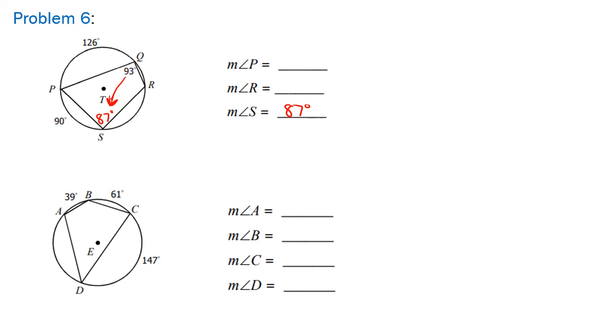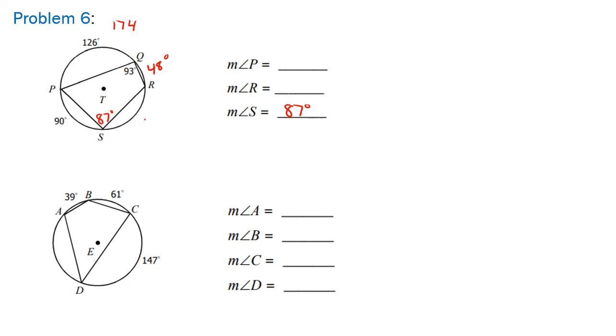And to help me find the others, I actually need to find some of these arcs out here. So if I look at angle S and I follow the sides of the angle, I can figure out what this entire arc is. So 87 times 2 is 174. Now I need to know what this arc is right here. To do that, if this section is 126, but the whole thing is 174, if I subtract them, I learned that this section is just 48 degrees.